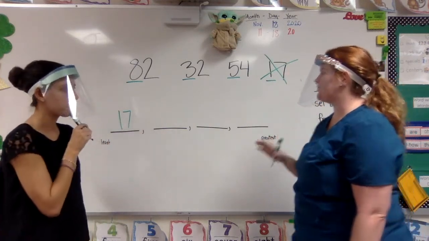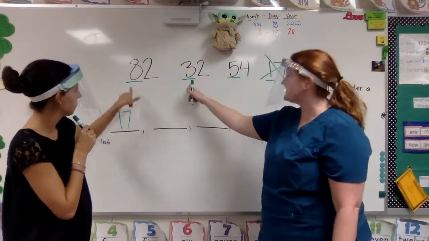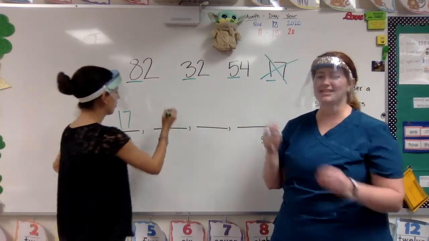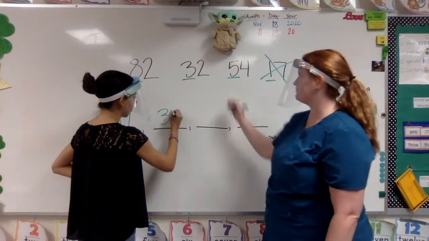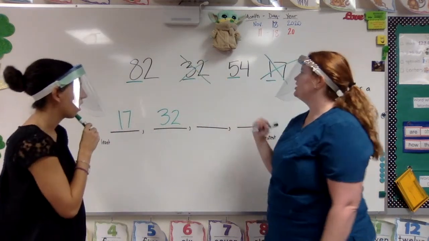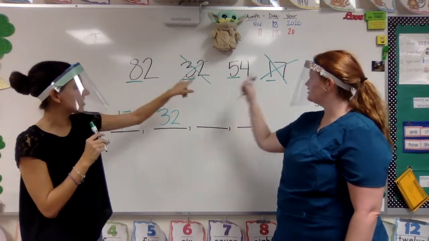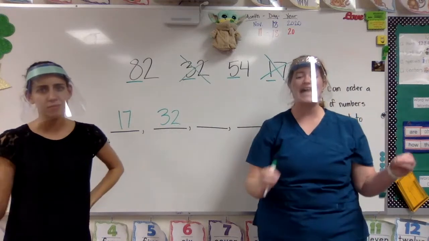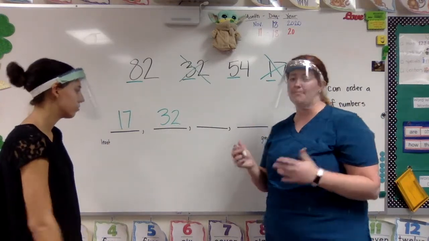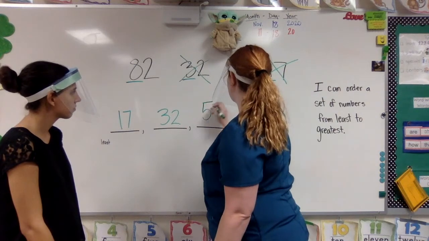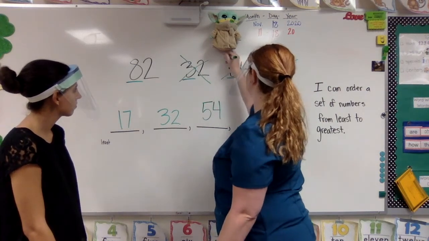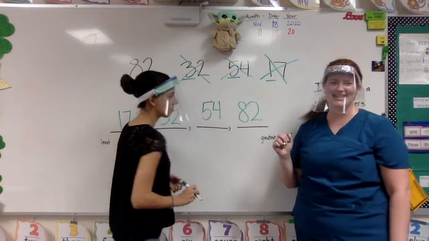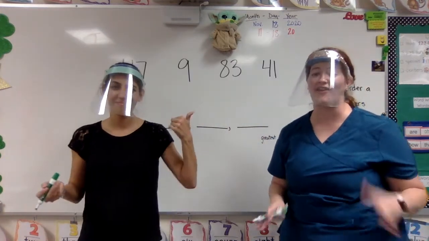Well, let me look what's next. We have 8 tens, 3 tens, and 5 tens. I think 3 tens is the next least number that we have. So we have 32. Well, now we have 8 tens and 5 tens. I think 5 is less than 8. It's a smaller number. So we're going to have 54. So what's our greatest number? It would be 82. Oh, perfect job, Miss Lestico. This is really fun. Let's keep going.